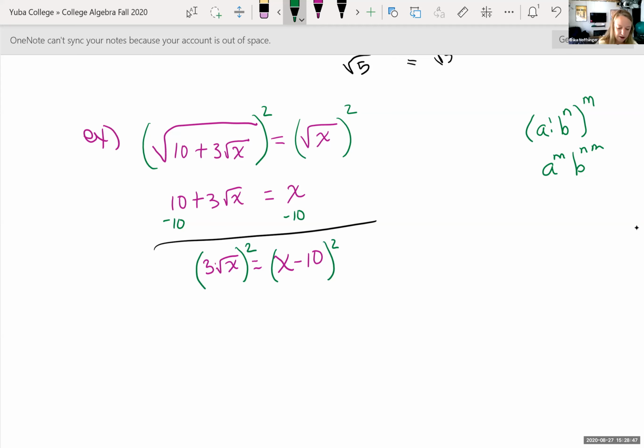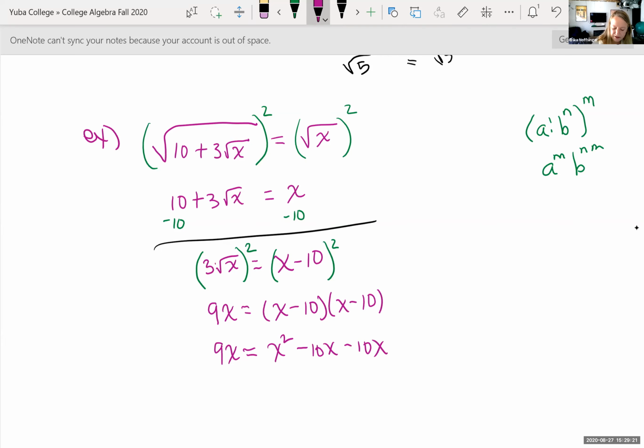So I have 3 squared, which gives me 9. And I have square root of x squared, which gives me just x, is equal to, and so this is where I have to distribute x minus 10 times x minus 10. And this is where I would get a little upset that you did x squared minus 100 or plus 100 there, if you did. So distribute: x times x is x squared. X times negative 10 is negative 10x. Negative 10 times x is negative 10x. And negative 10 times negative 10 is plus 100.